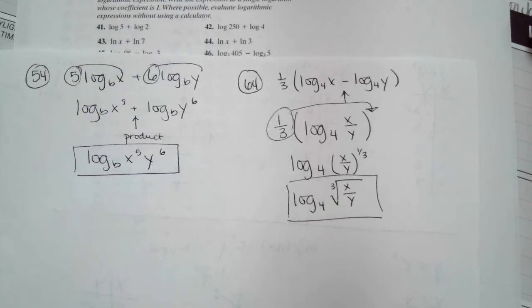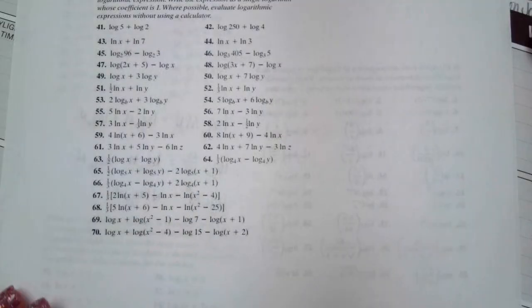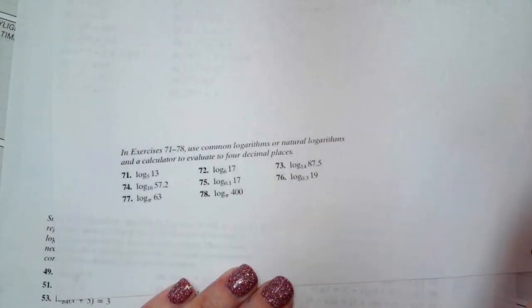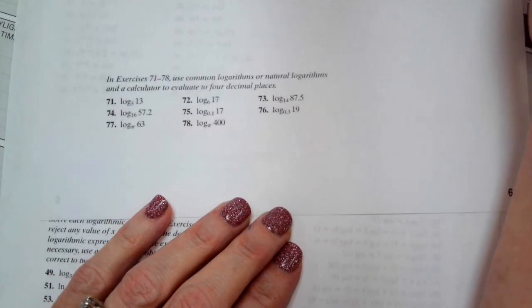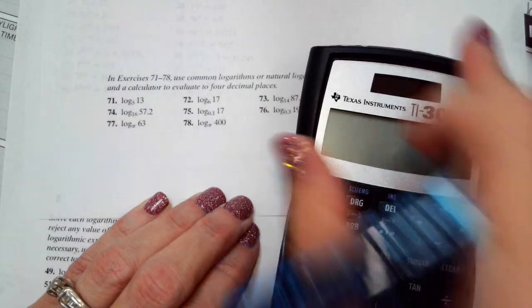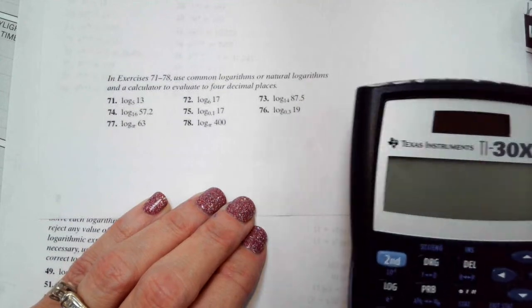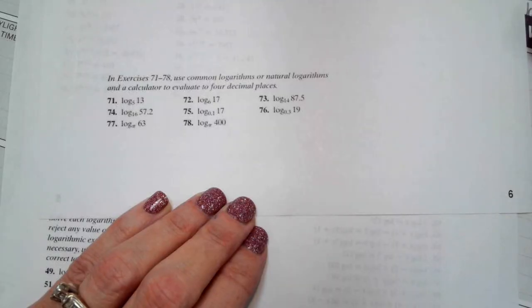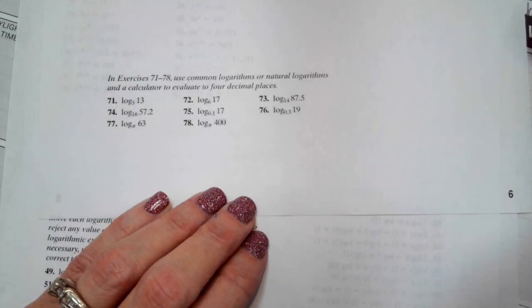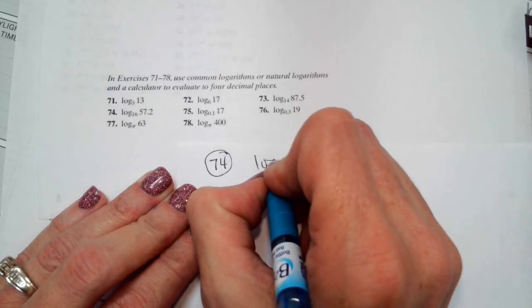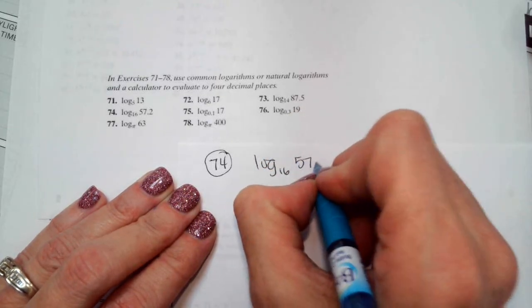Now we are looking at 71 to 78, and these are using the common logarithm or natural logs to evaluate to 4 decimal places. So for this one, you are simply putting it into the calculator, but not just simply. My apologies, we have to use the change of base. So let me look at number 74. So 74, I have log base 16 of 57.2.